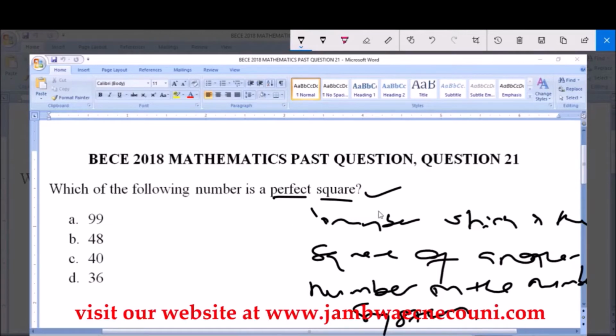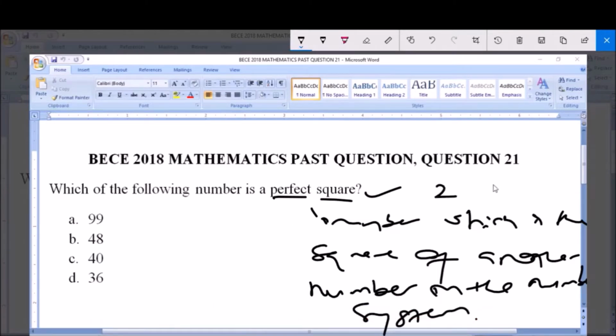Let me give an instance. I have 2. Now 2 is a number in the number system. Now the square of 2 will give me 4. Therefore I say 4 is a perfect square. 4 is a perfect square. Why? Because it is the square of a number in the number system. That is the square of 2.